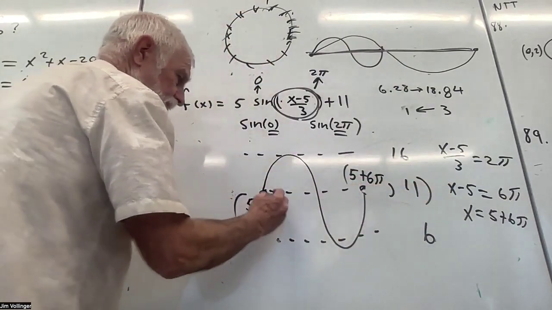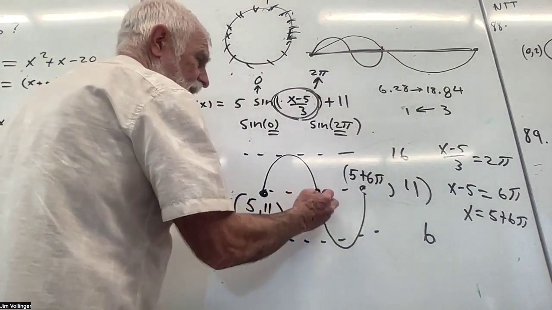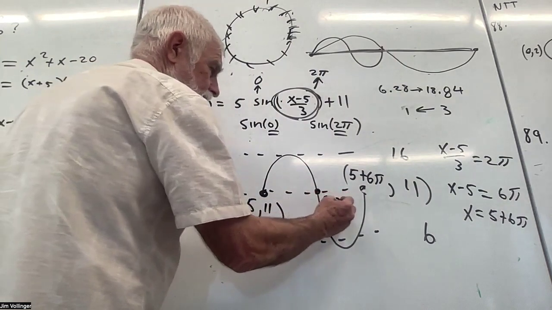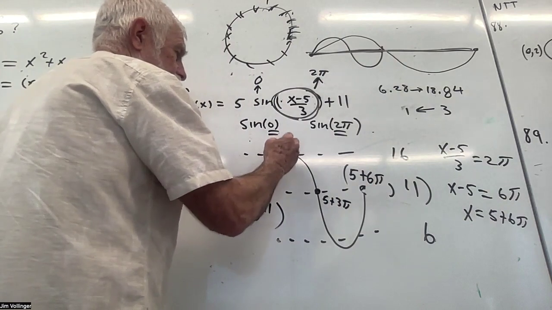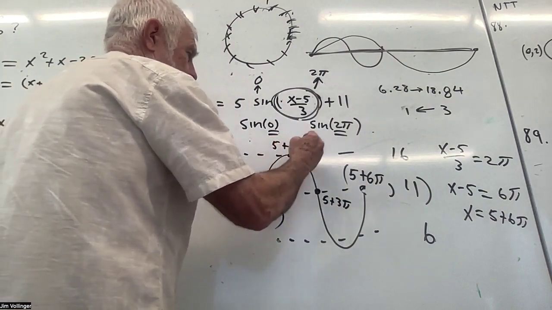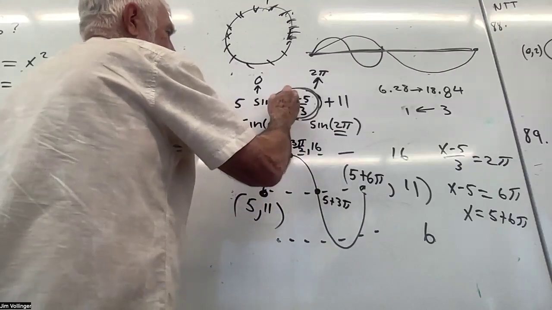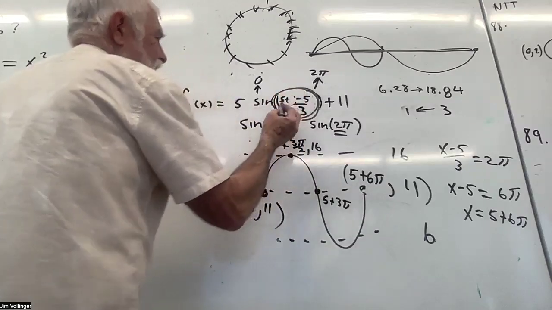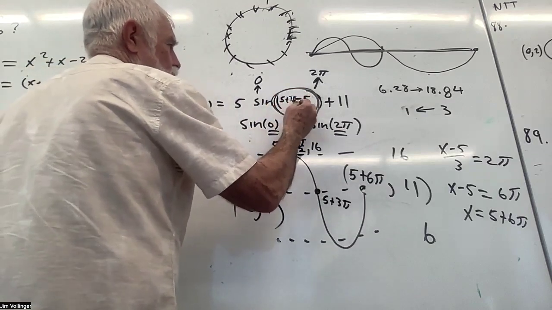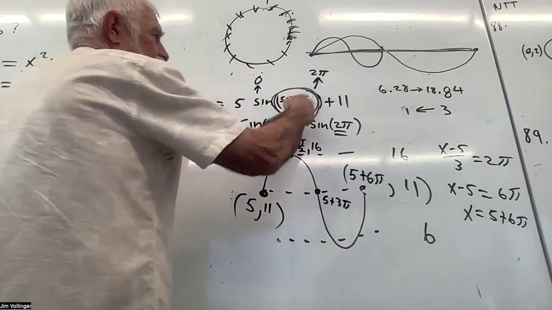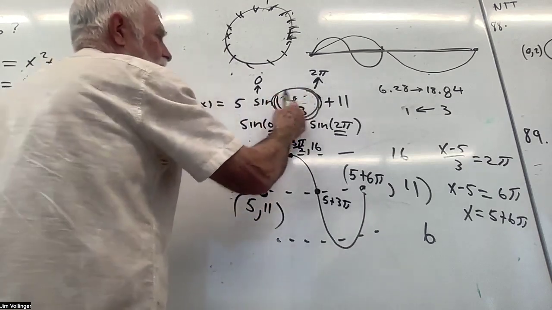This one is still 11. And now I've got a lot of symmetry. So 5 plus 3 pi should get me 11, and 5 plus 3 pi over 2 should get me 16. That's worth doing. What happens to the 5s? 5 minus 5 cancels. Dividing by 3 gets rid of the 3s. And now I'm at pi over 2.